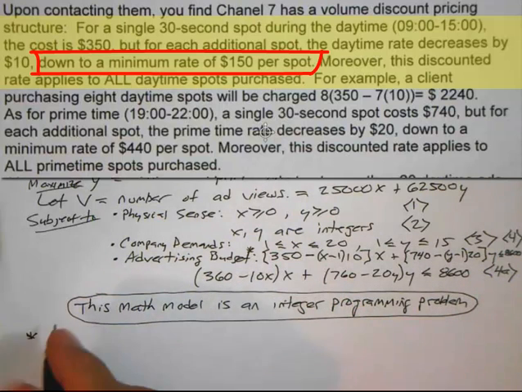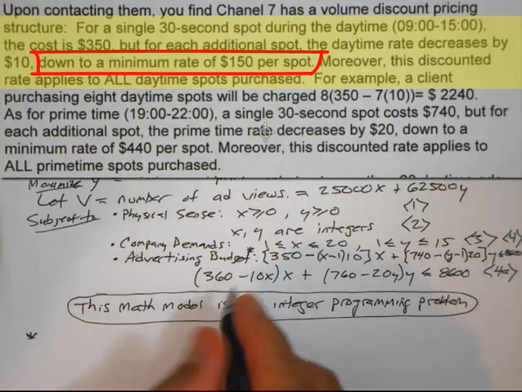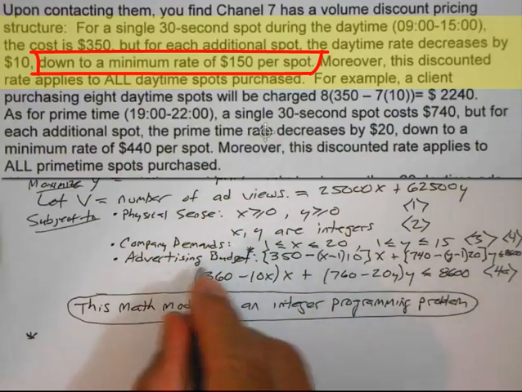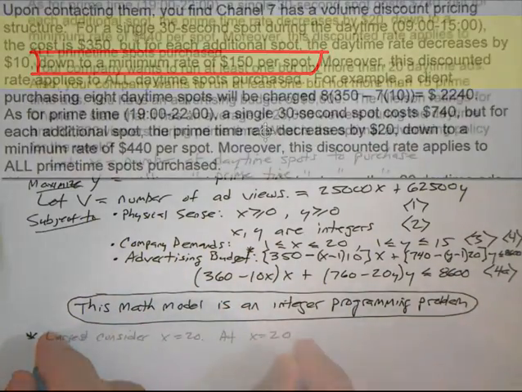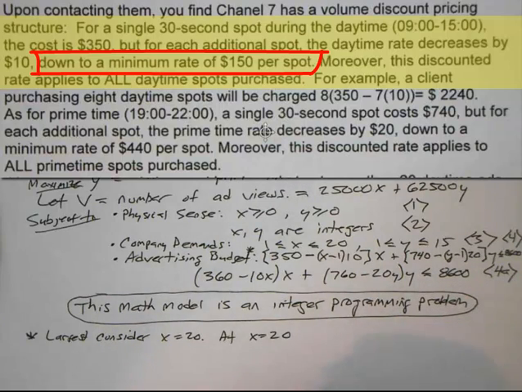Okay, so the maximum sensible x here, because of the company demands, is 20. So at x equal to 20, what do we have for 360 minus 10x? 360 minus 10 times 20, that would be 200 there. 360 minus 200 is 160. So we have not yet hit that minimum rate of 150. So it's greater than 150.